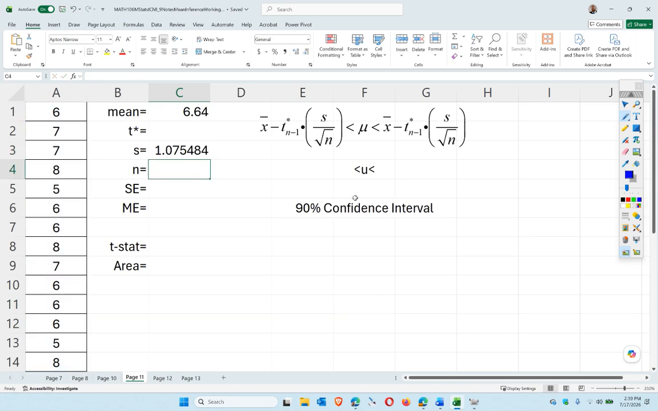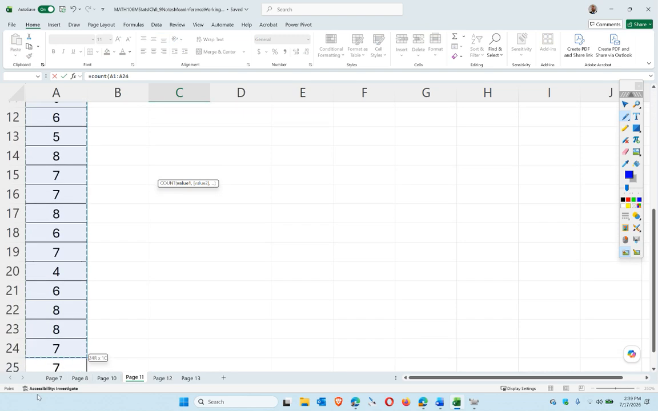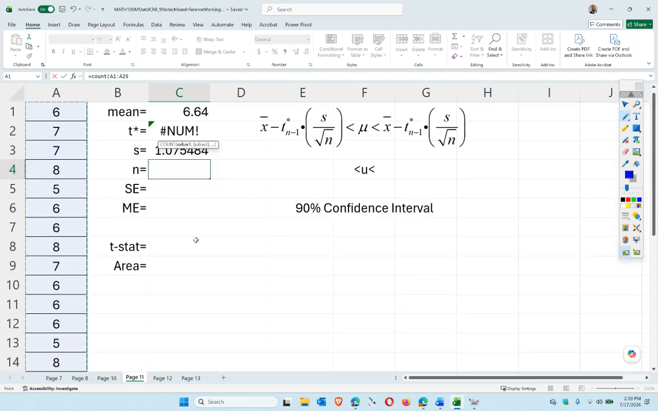Okay. Then we need to do the t star, which would be t dot inverse 0.95, comma. And then we need to do this minus 1 for the degrees of freedom. So we need to count how many values there are, which in fact there are 25. This is a short list, so we don't really need to do this, but that's how you would do it. So this is our area and then our degrees of freedom, correct?